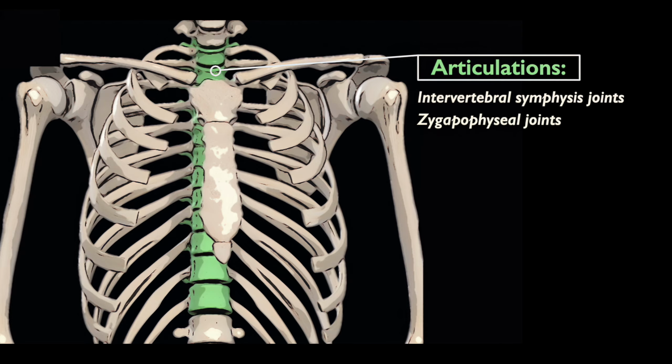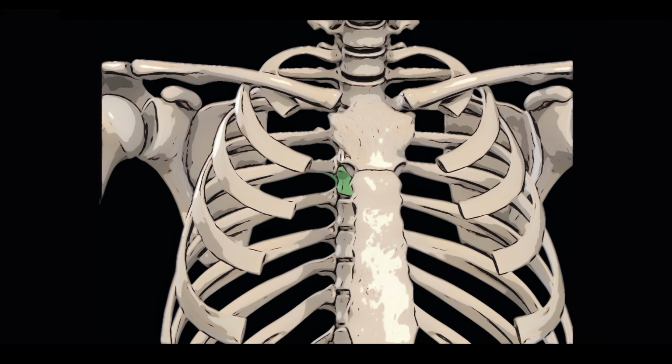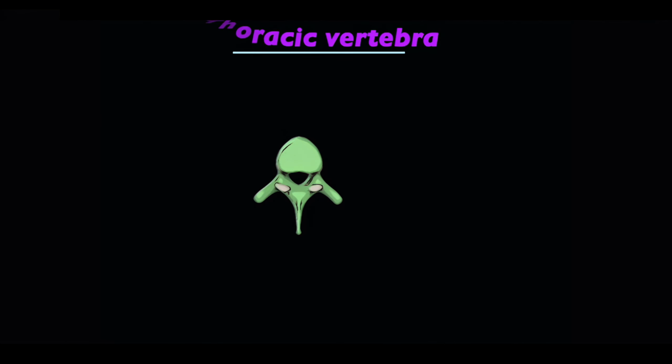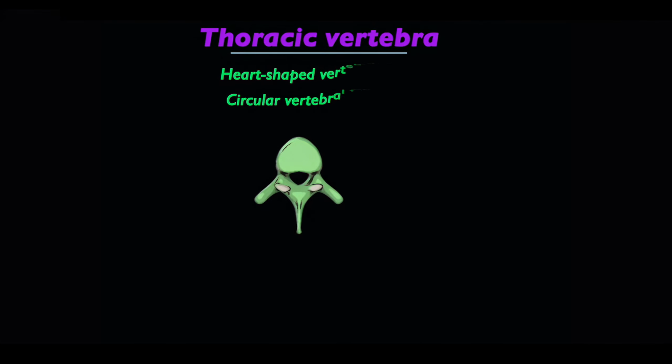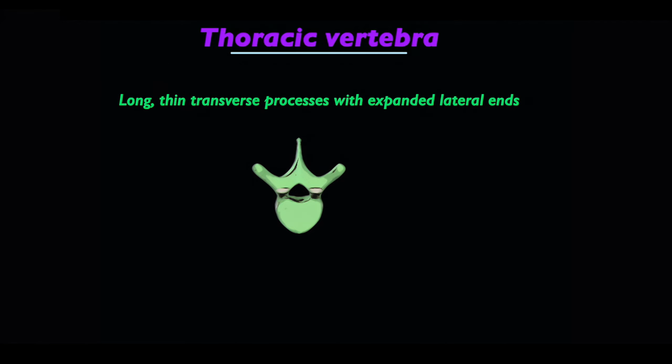forming zygapophyseal joints. The thoracic vertebrae from T5 to T9 have a number of characteristic features. Their vertebral bodies appear heart-shaped and their vertebral foramina circular when viewed from above. The spinous processes of the thoracic vertebrae are short, thick, tapered, and obliquely oriented in the posterior-inferior direction. The transverse processes are long, thin, and have expanded lateral ends.